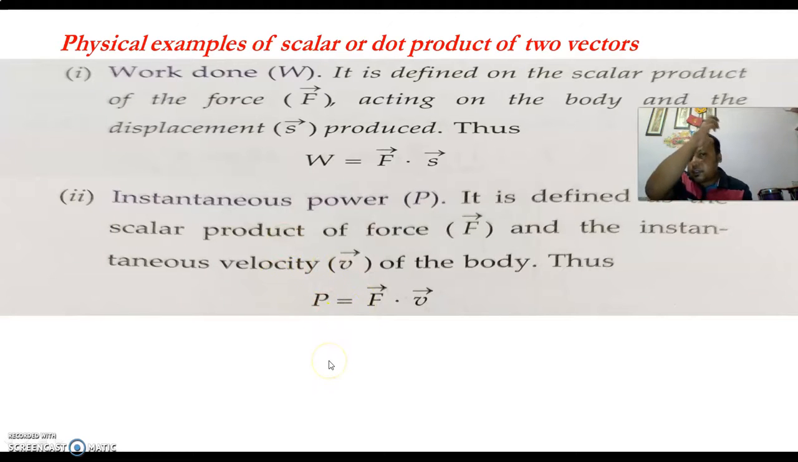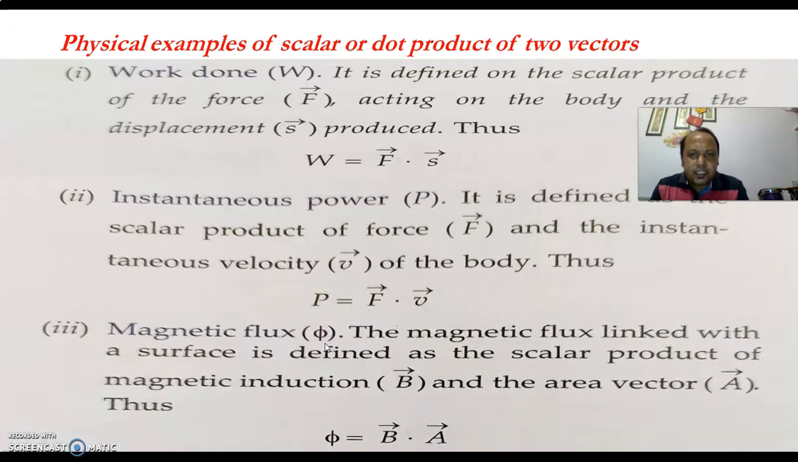Now the next example is power. Power associated with a body is the dot product of the force applied on the body and the velocity attained by the body. So P is written as F dot V. Again you can see here the dot product of two vector quantities, force and velocity. The result, power, is a scalar quantity. It is not a vector quantity.